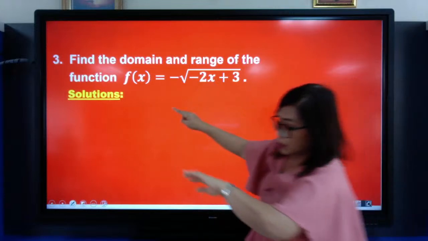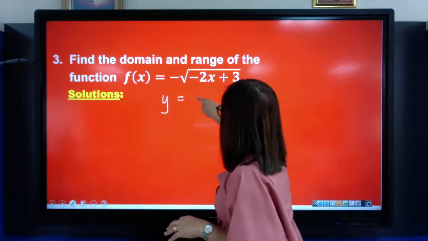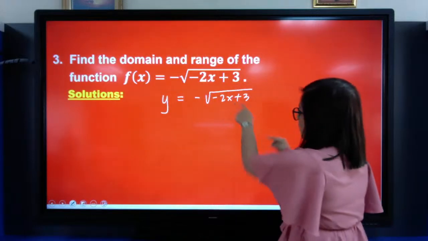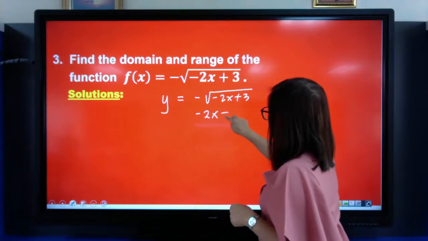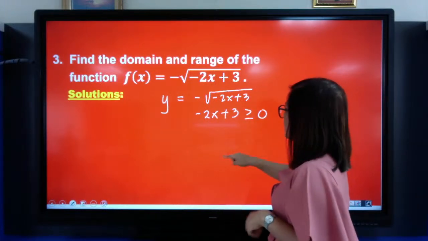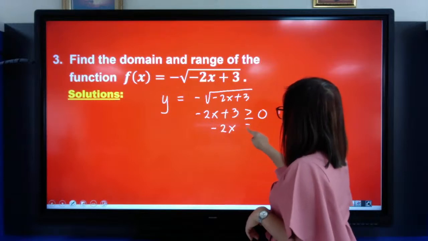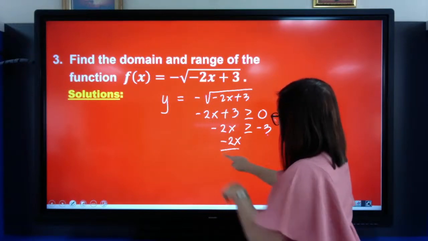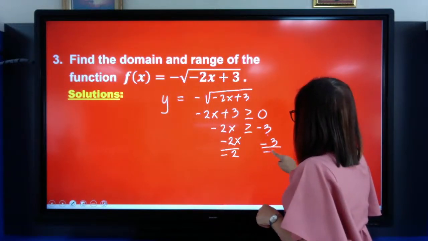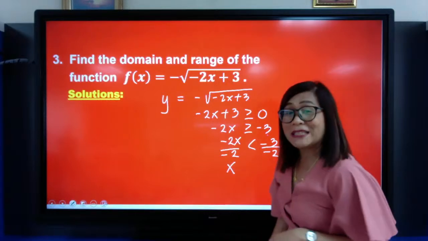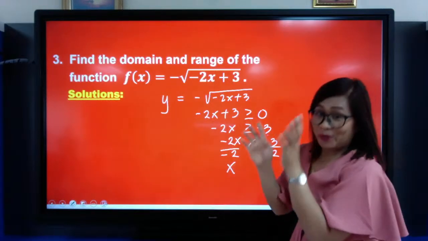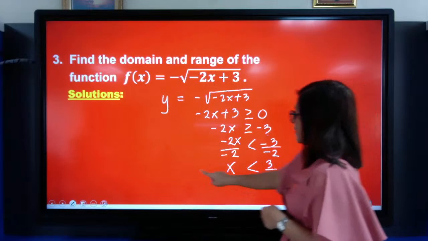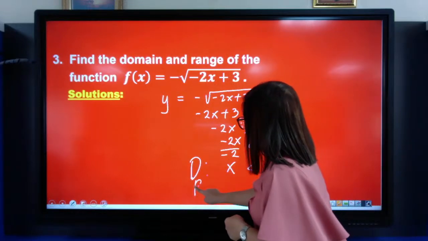Okay, we do this fast because I'm late. What is this? Negative square root of negative 2x plus 3. What is x? Negative 2x plus 3 must be greater than or equal to 0. Negative 2x is greater than or equal to negative 3, divided by negative 2. Negative 2x over negative 2, negative 3 over negative 2. Sorry, we will study more later. Less than 3 over 2. This is the domain.